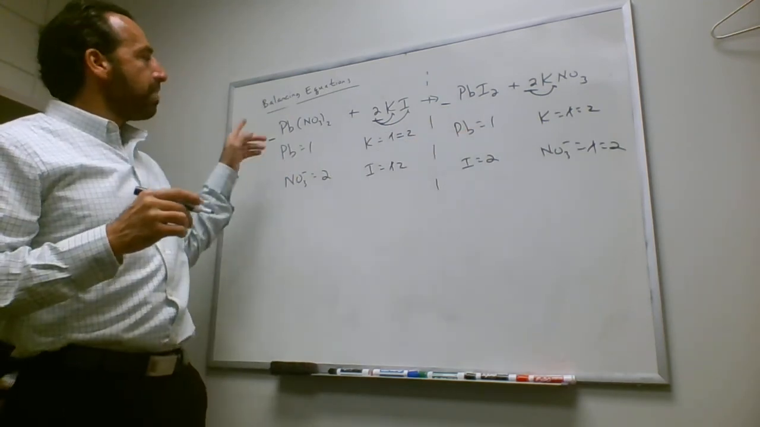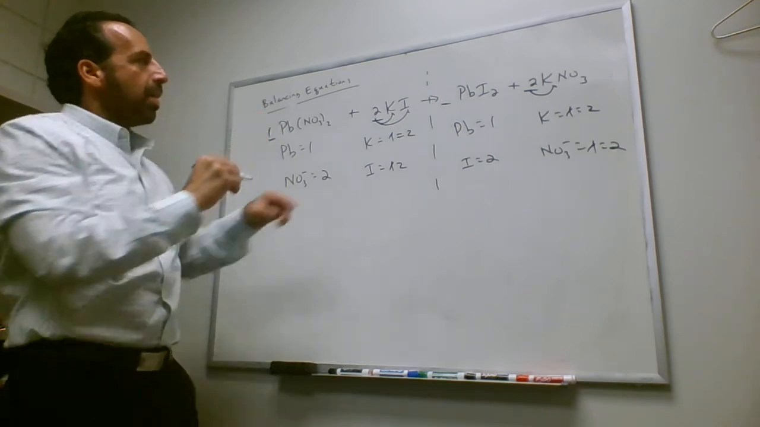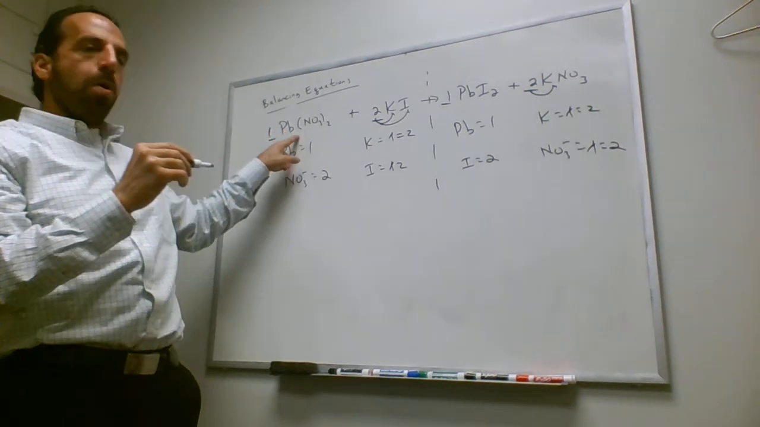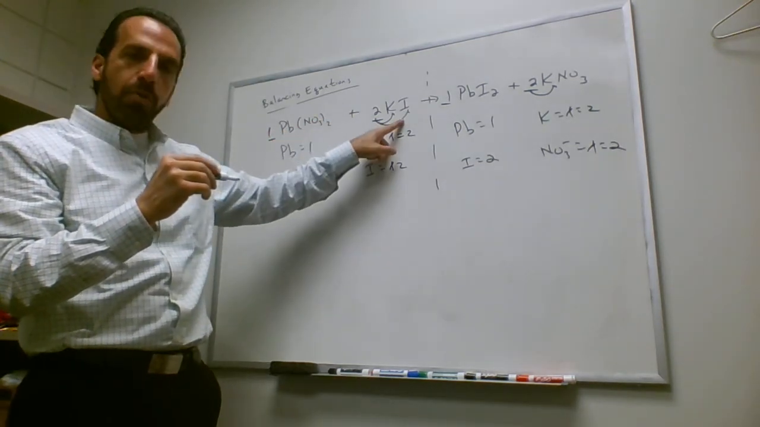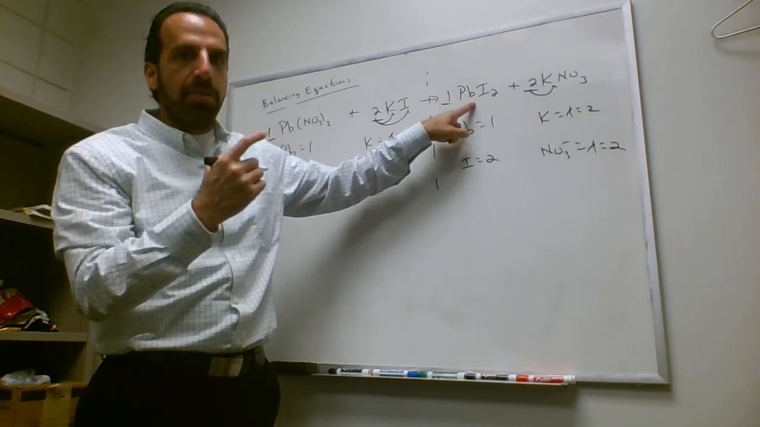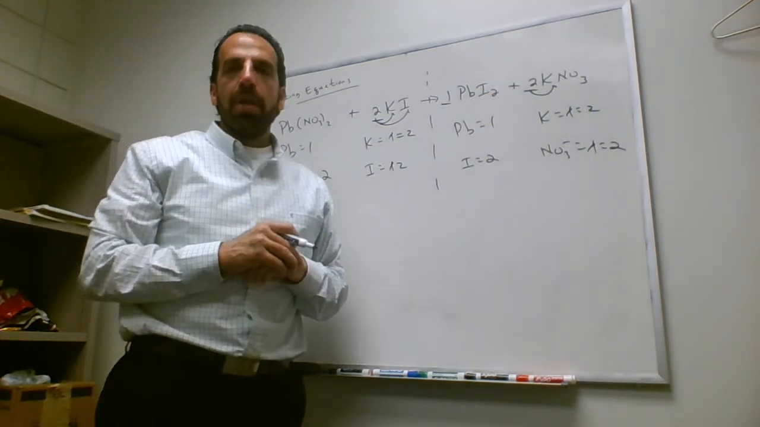And again, what this basically means is, now you don't have to put a 1 there. It's understood to be 1. That is, 1 mole of lead 2 nitrate reacts with 2 moles of potassium iodide to form 1 mole of lead 2 iodide and 2 moles of potassium nitrate.